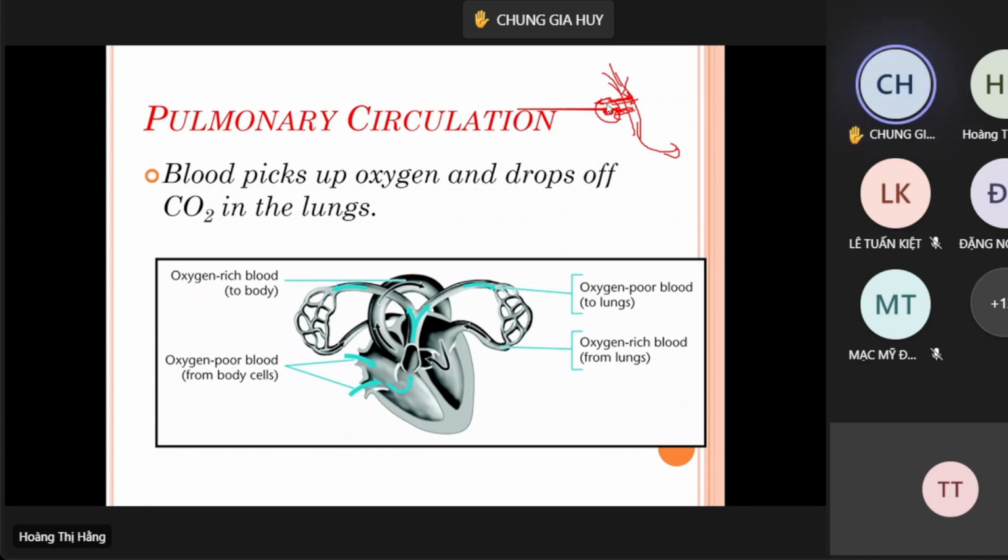The systemic circulation supplies the tissue of the body with blood high in oxygen concentration and also removes blood high in carbon dioxide. But how? How can the blood in the capillary, once the blood contains a lot of oxygen, and oxygen doesn't move back to alveoli?